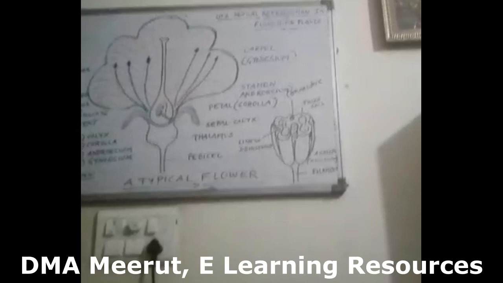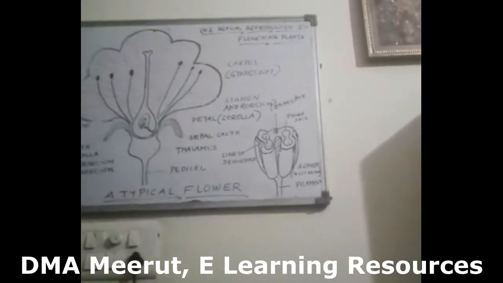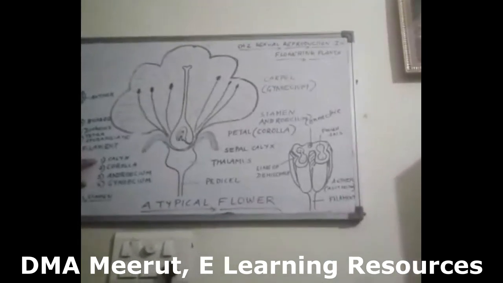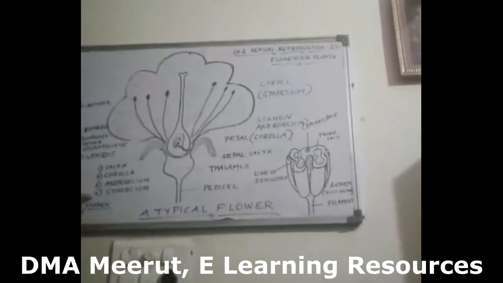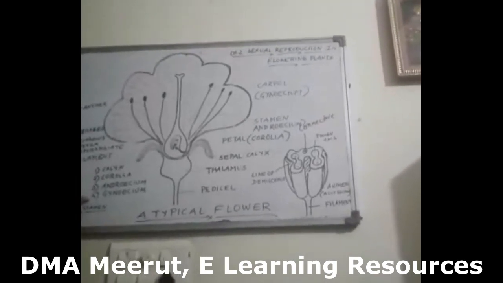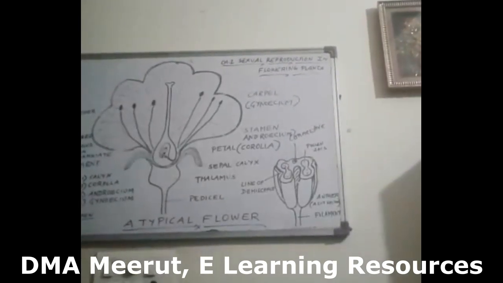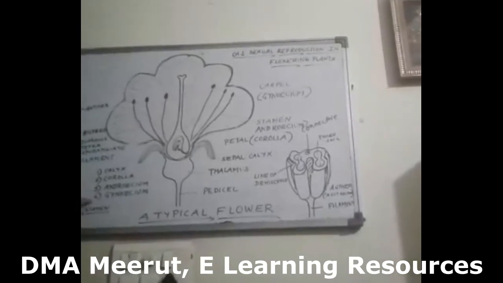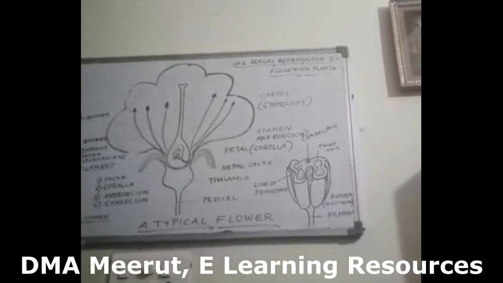Why are they non-essential? Because they are not directly involved in sexual reproduction of the flower, but yes, they assist, they help in sexual reproduction, while androecium and gynoecium are essential parts of a flower because they are directly involved in the formation of seeds. They are directly involved in sexual reproduction, the final product of which is seed. Now students, let us discuss essential parts of the flower.